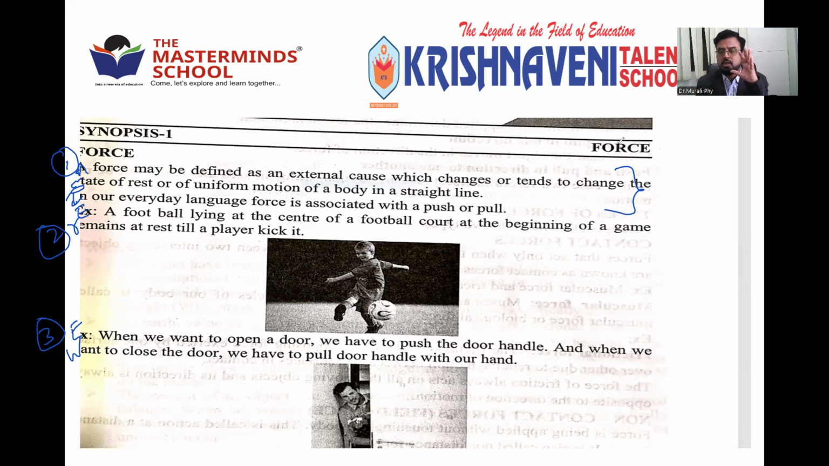So it is an external cause only. We are applying it externally to make the body change its state. Either the body may be at rest or the body may be in motion. If you want to change the state, you need to apply force. That is the reason it is called the cause of motion. So you can write a 4th point also: force is a cause of motion.